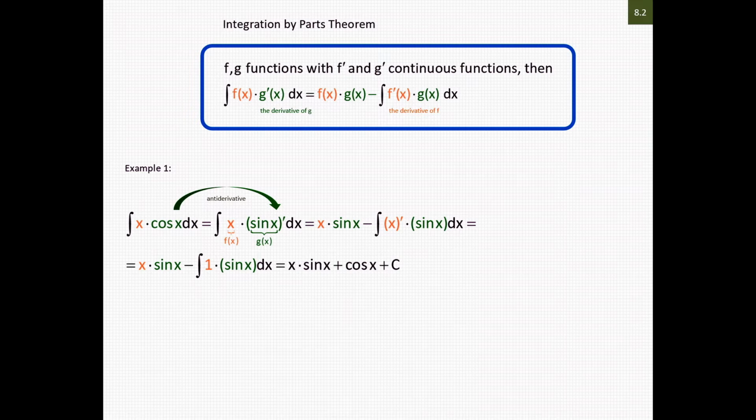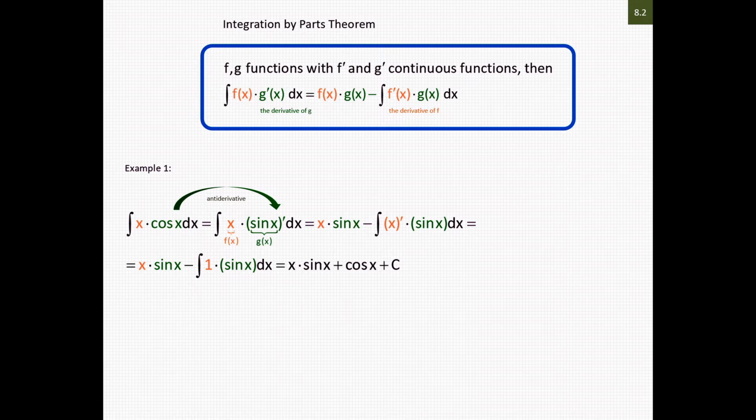To evaluate the indefinite integral of x times cosine x, the first step is to write the integrand as the product of two functions, f and the derivative of a function g. As the antiderivative of cosine x is sine x, I write the integrand x times cosine x as x times the derivative of sine x. It follows that f of x equals x and g of x equals sine of x.